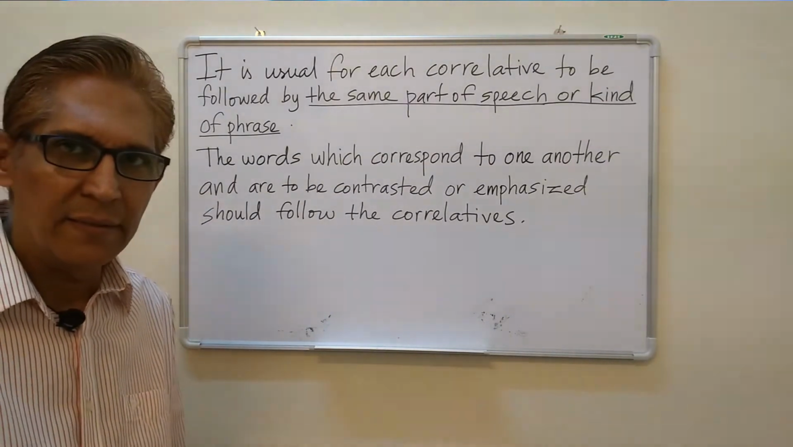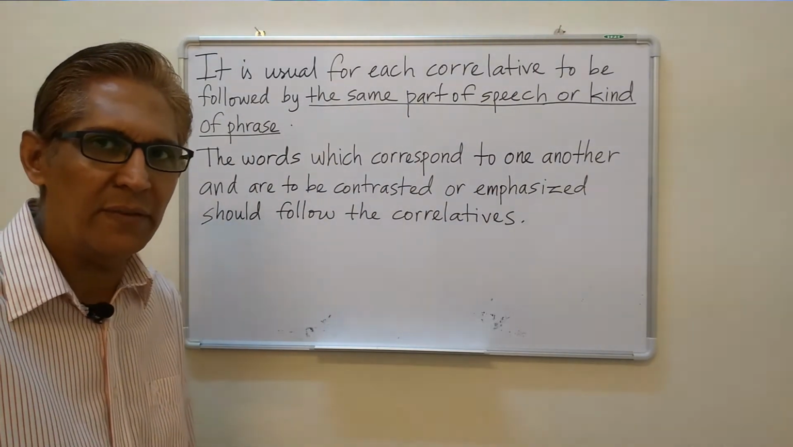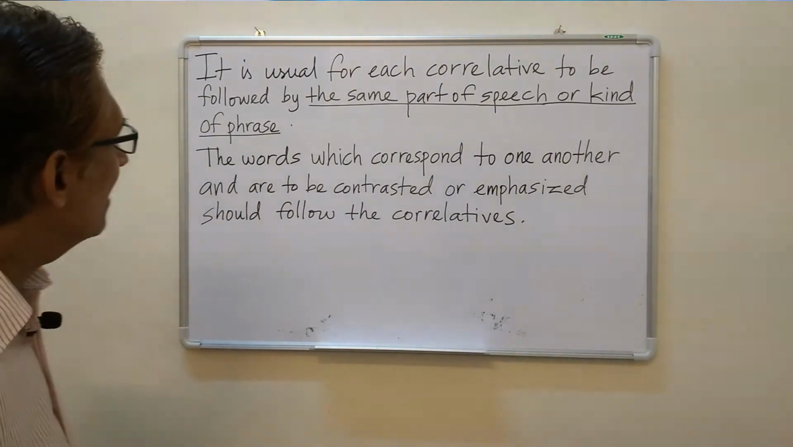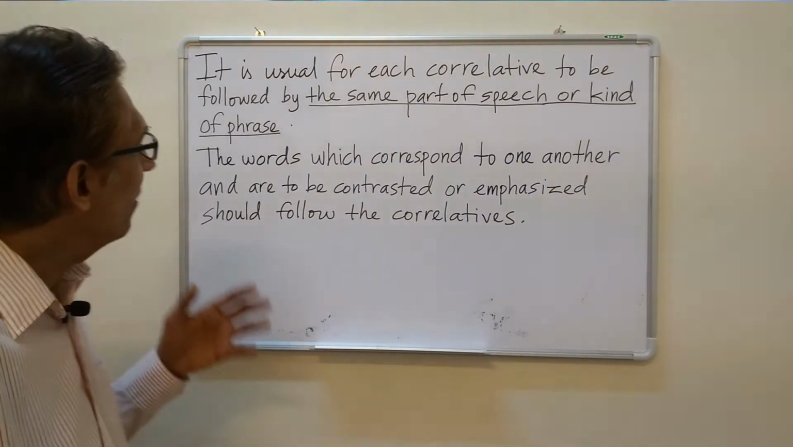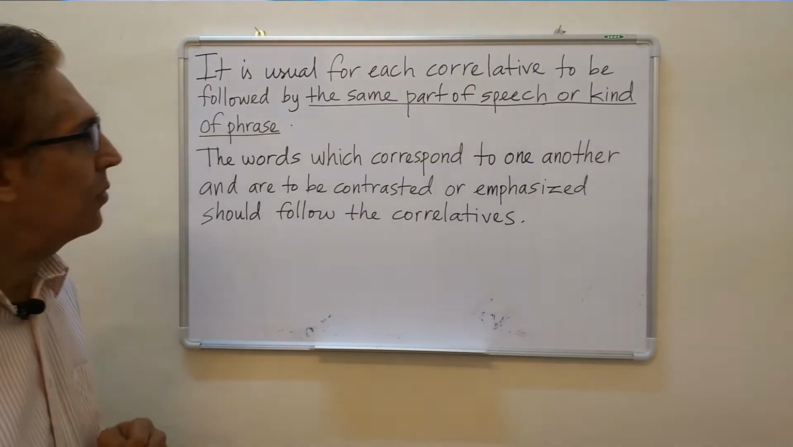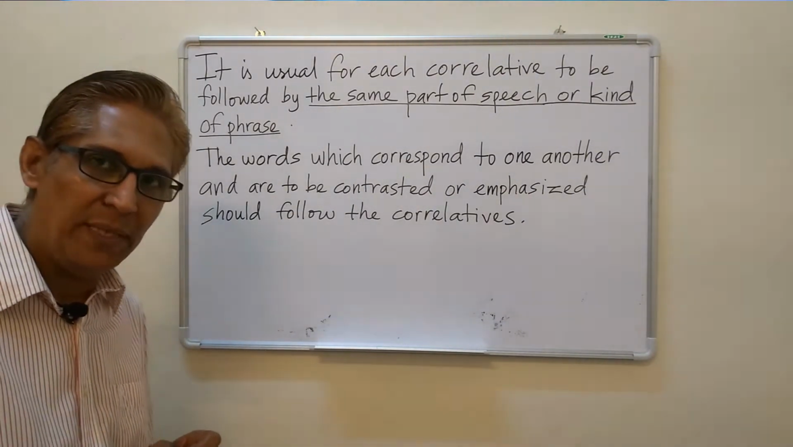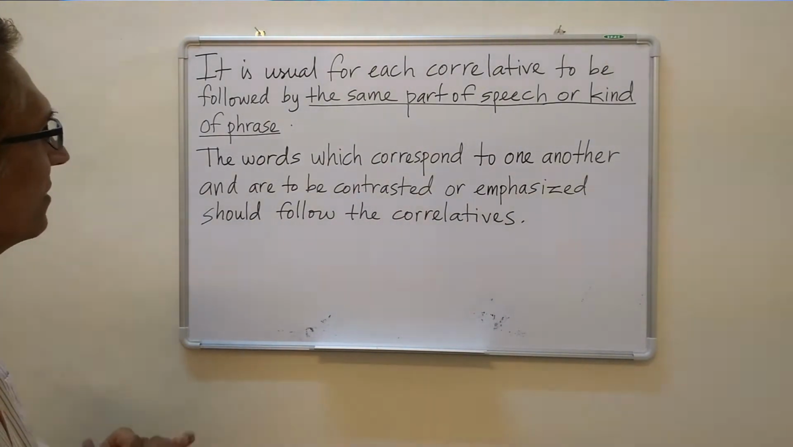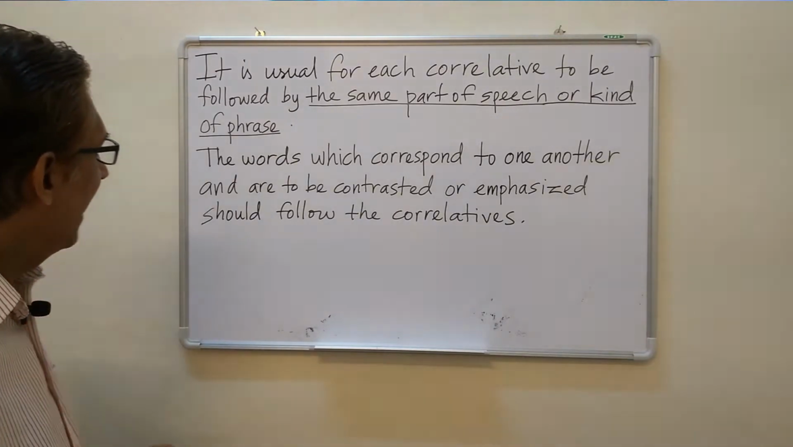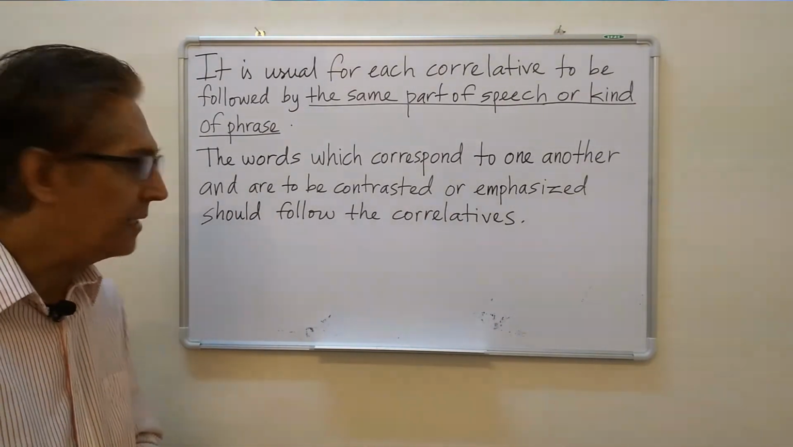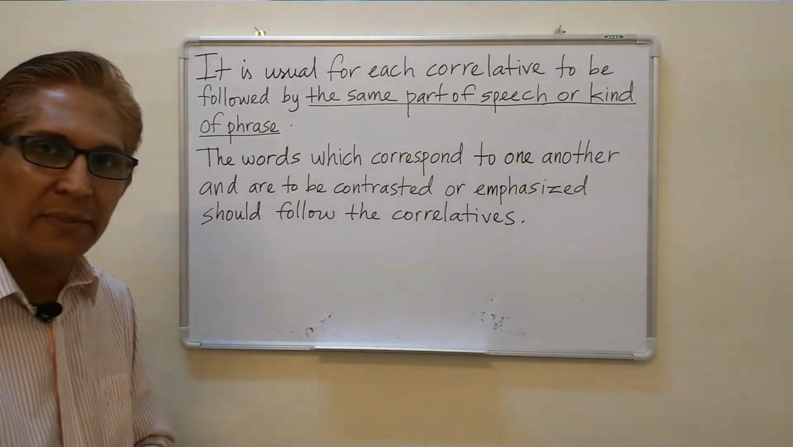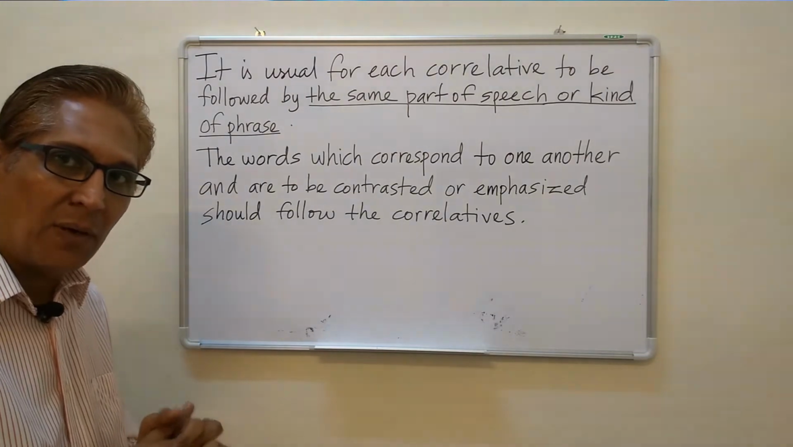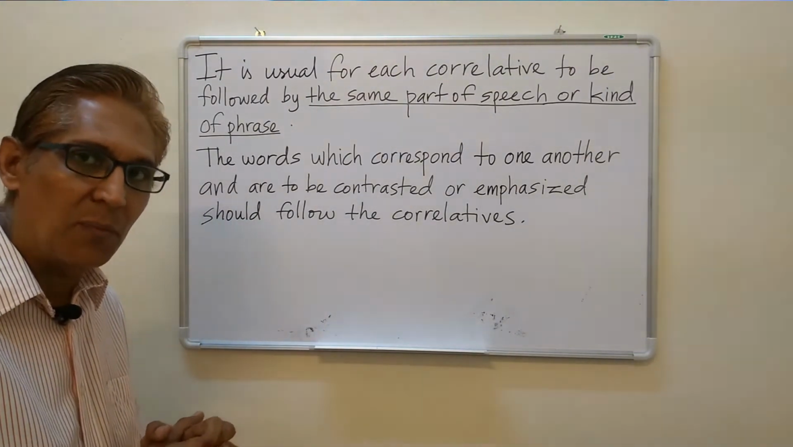Before we proceed to discuss further about the correlative conjunctions and how they are used in sentences, it is important that we know these 2 points. The first: it is usual for each correlative to be followed by the same part of speech or kind of phrase. And the second: the words which correspond to one another and are to be contrasted or emphasized should follow the correlatives. Now, bearing in mind these 2 points, we will proceed to learn about the correlative conjunctions in a proper way.